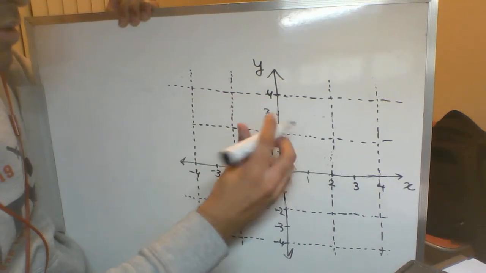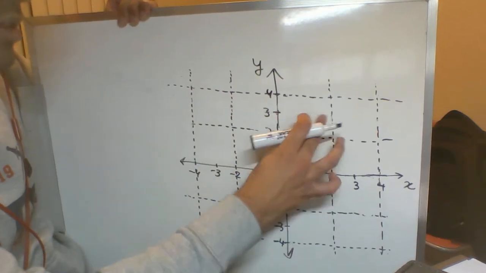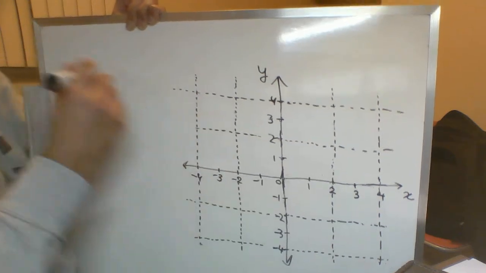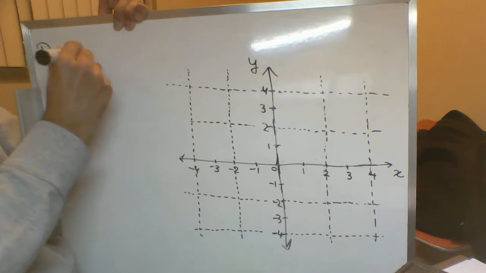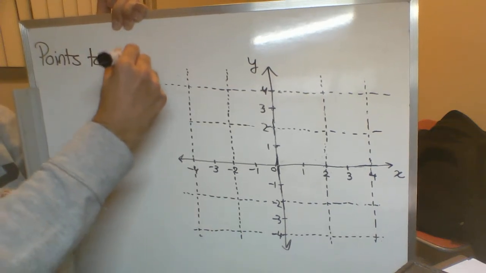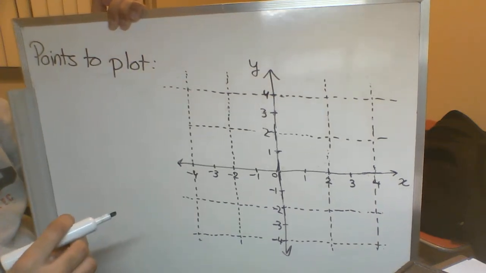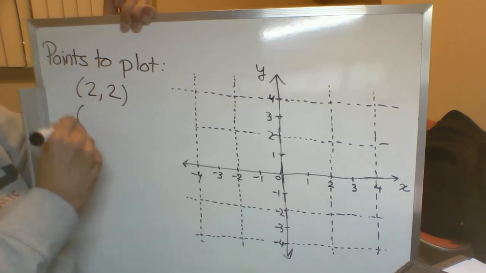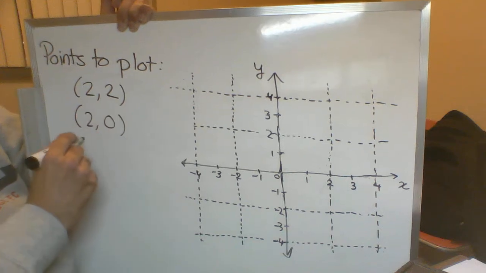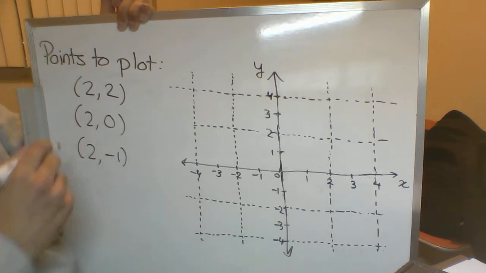I've got a few marks around here that I'm not really that happy with, but I think for the most part we're doing okay. So, points to plot for our third and final example of the night. Points to plot. I guess of the day for you. Points to plot. We're going to plot the points (2, 2), (2, 0), and (2, -1).